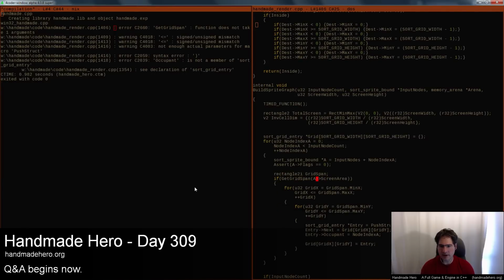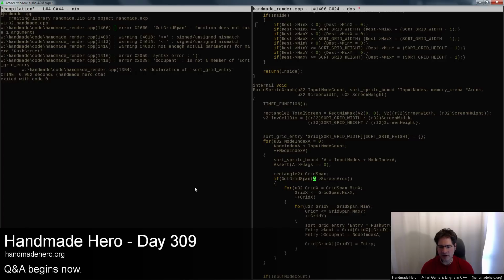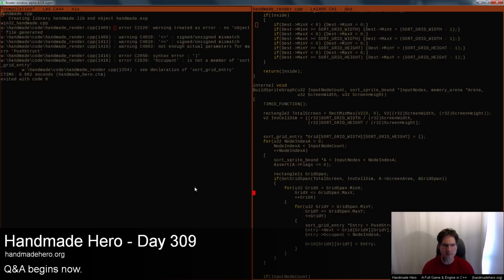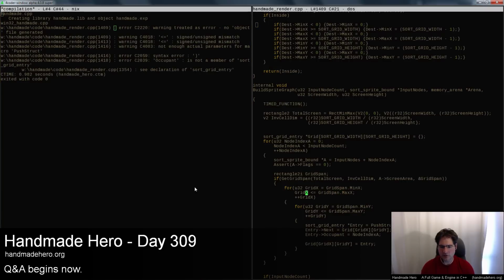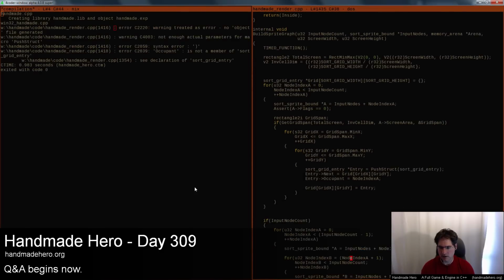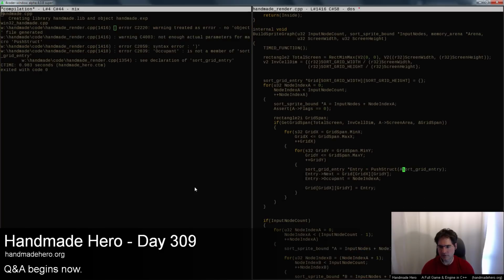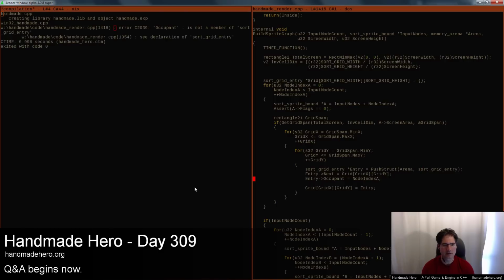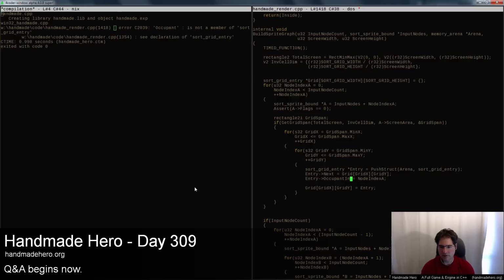So getGridSpan now has some stuff it's got to take. It's got to take the total screen. It's got to take the inverse cell dim. It's got to take the screen area, and then it's got to take the destination. Not a huge deal. These are S32s, I guess. And this requires an arena. And I think this is occupant index.